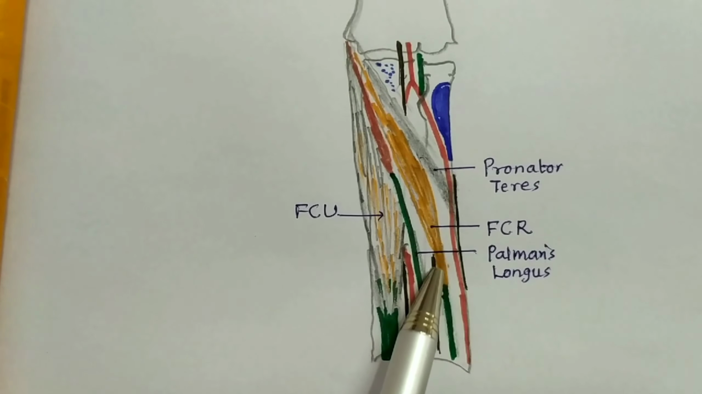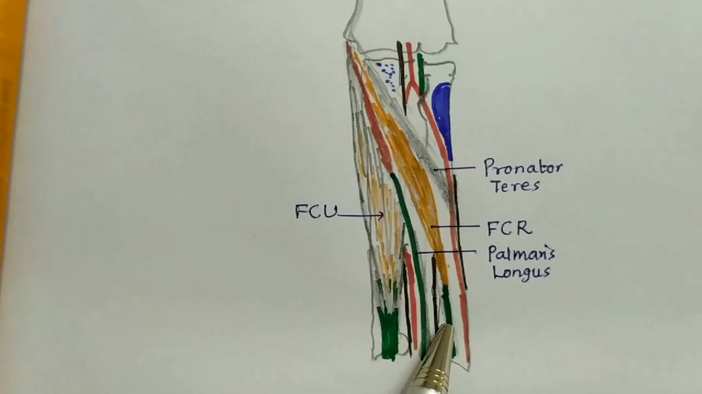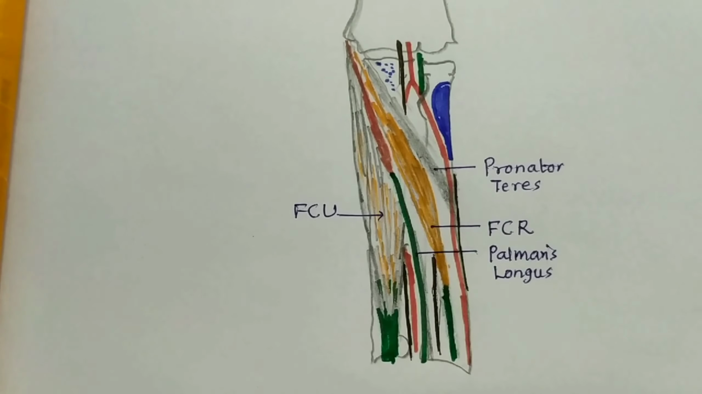Flexor digitorum profundus is deep muscle. The flexor carpi radialis is inserted on the bases of second and third metacarpals, while the palmaris longus expands in the palm to form palmar aponeurosis. The tendon of flexor pollicis longus goes to thumb, while the tendons of flexor digitorum profundus divide into 4 tendons for 4 digits and go up to terminal phalanges.